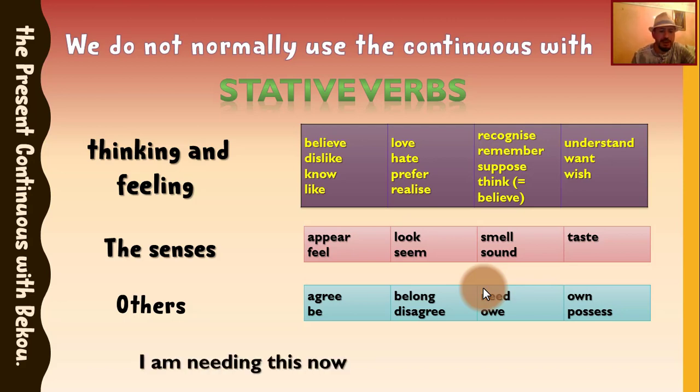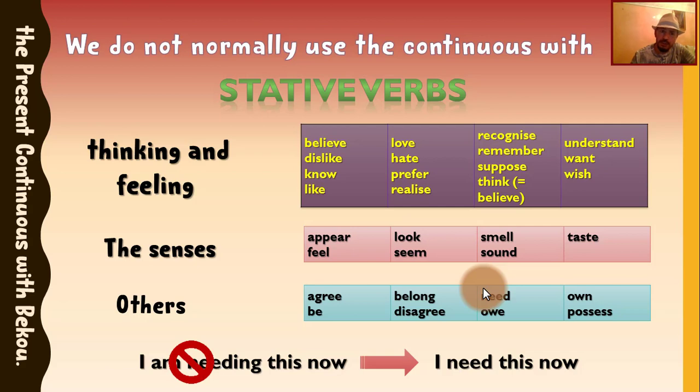So for example here, I am needing this now. I am wanting this now. So what do you think? Can we say this in English? No, it's not correct. So what do we say? We just put this in the simple present. I need this now. I want this now. Though we have the time expression now, the verb stays in the simple present.